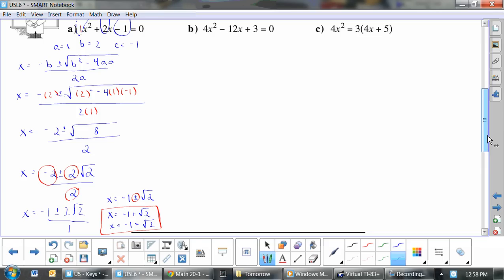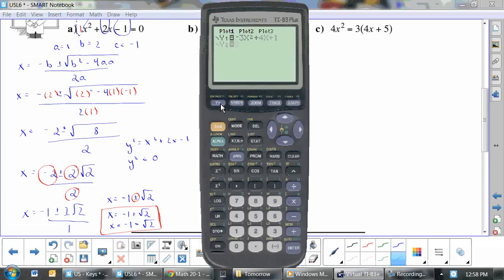So, like everything else in this unit, we can check our answers using our calculator. So in y1, we can go x squared plus 2x minus 1. And I'm going to do y2 is equal to 0. So x squared plus 2x minus 1. And then we'll graph it like this. Because we're checking our answers. So this is handy to know how to do.